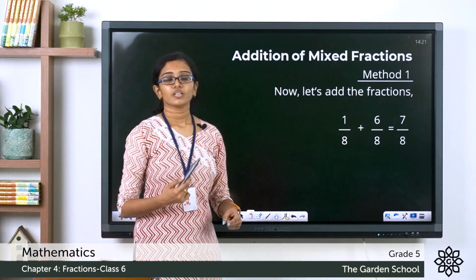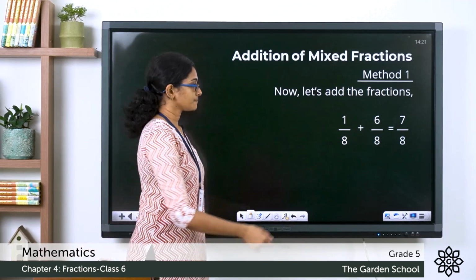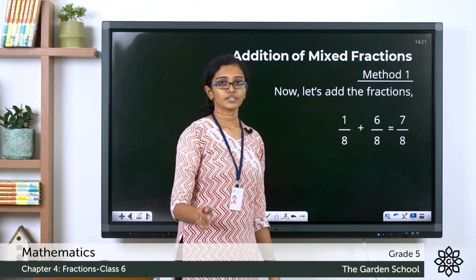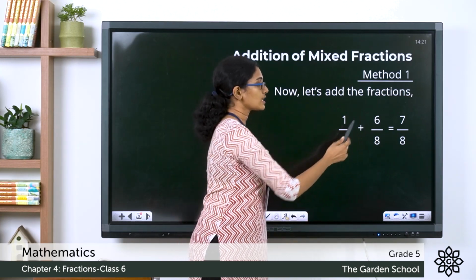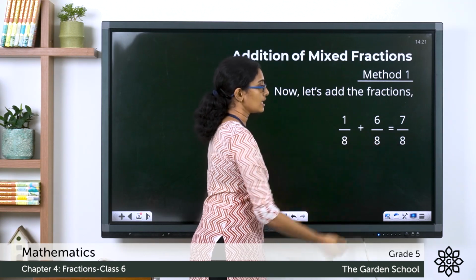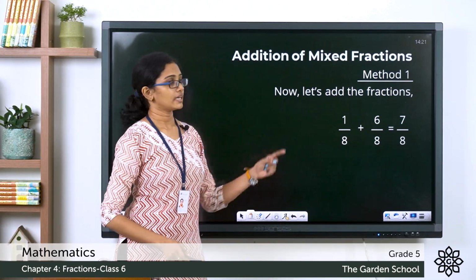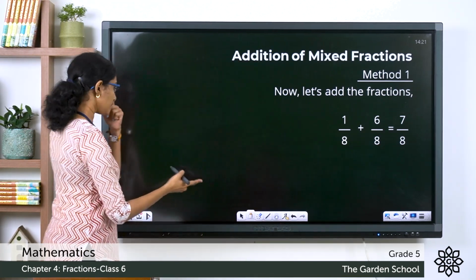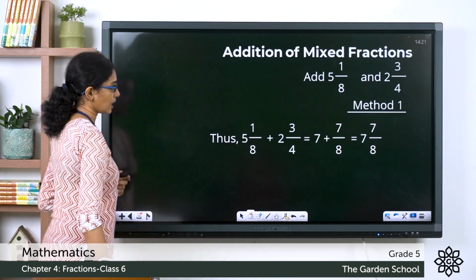Now the next step is to add these like fractions. So it is 1 by 8 plus 6 by 8. So just add the numerators. 1 plus 6, you have 7 in the numerator and use the same denominator. So it is 7 by 8. So you have the sum of the fractional parts now.